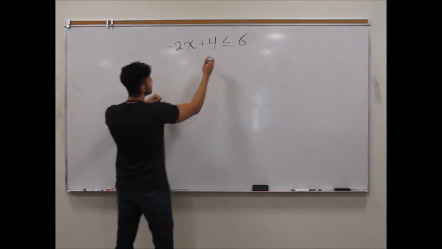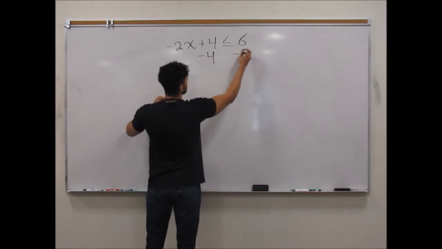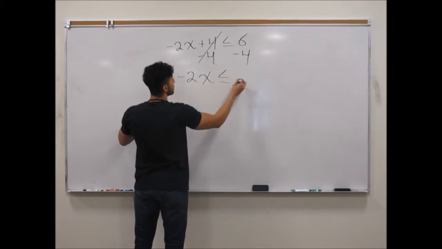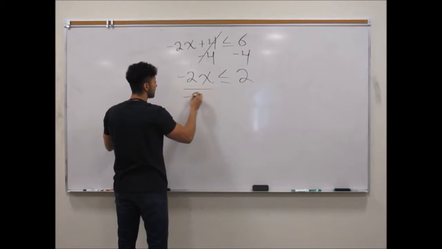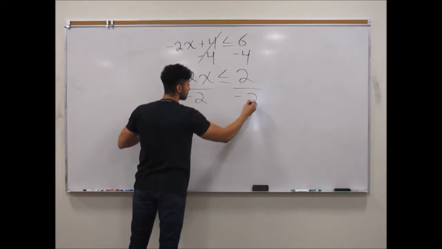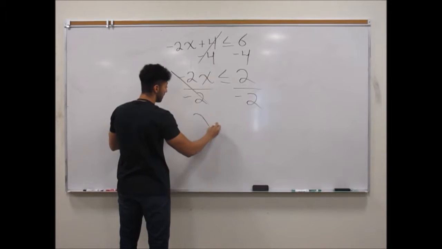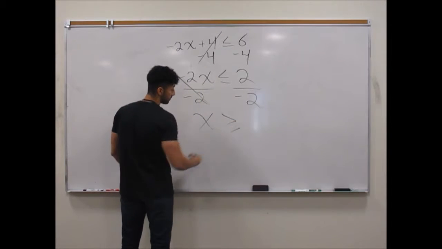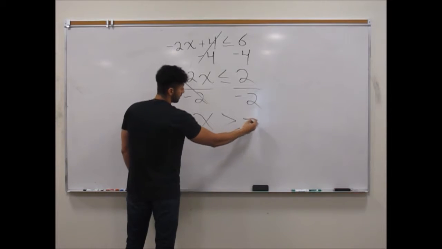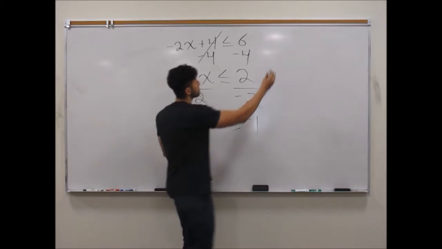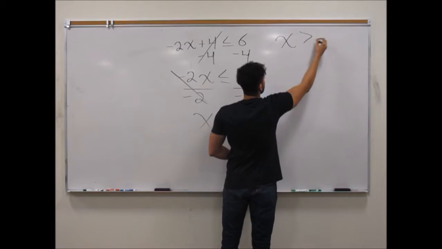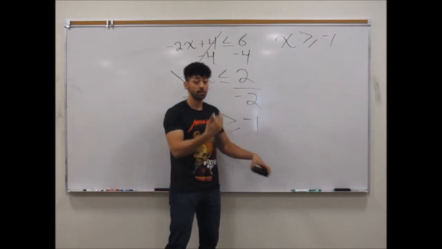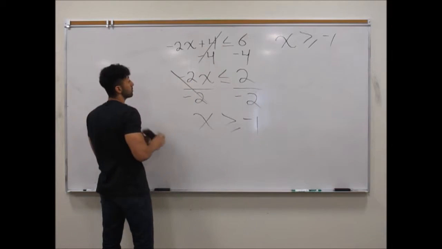So I'm going to isolate this first. Subtract 4 on both sides, then you get that negative 2x is less than or equal to 2. You divide by negative 2. Dividing or multiplying by a negative causes the sign to flip. You get negative 1, so x is greater than or equal to negative 1. So I just have to use negative 1 or anything bigger than that to satisfy my original equation.